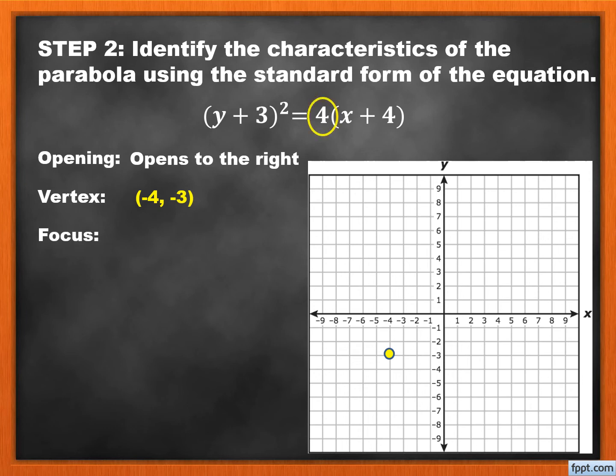For the focus, using this number, we equate it to 4p. So we have 4p equals 4, and dividing both sides by 4, we have p equals 1. That means, to locate the focus, we move 1 unit away from the vertex going to the right. So that is our point, and on our Cartesian coordinate plane, our focus is at (-3, -3).